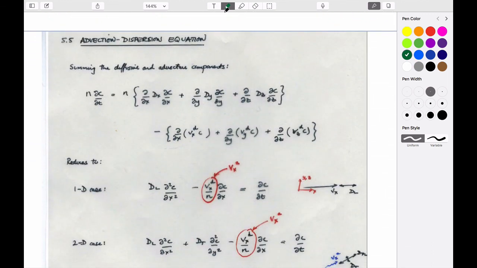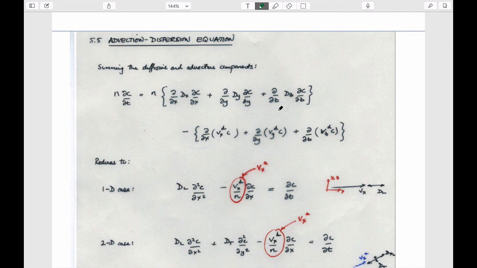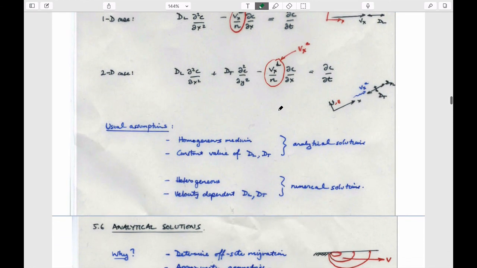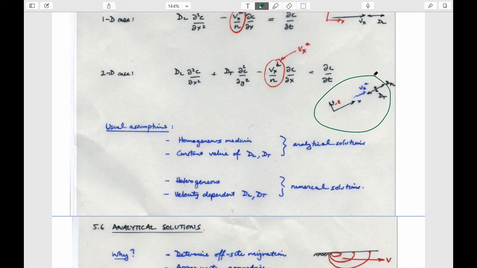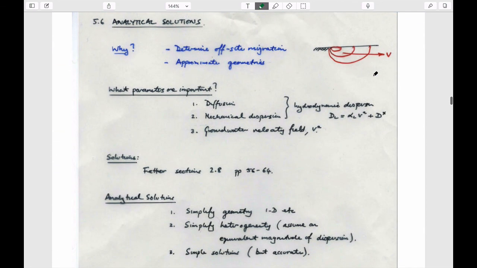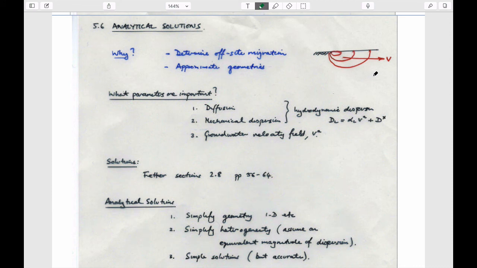So we've kind of done this. We've got these equations and we've simplified them. This is really what we've talked about. You see this kind of geometry here that we're talking about. We've already done that. We'd like to be able to look at some solutions to this.